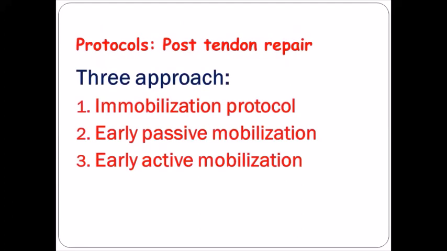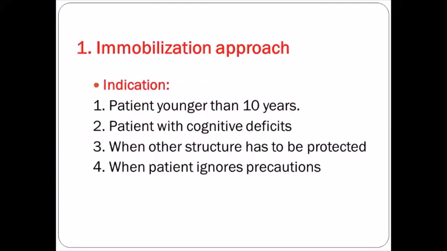Now coming to the protocol we follow after tendon injury, there are three types of protocol. One is the immobilization protocol, then early passive mobilization, and early active mobilization. Now let's see what they are. The immobilization protocol is applied when the patient is a child or younger than 10 years, because the patient may not follow what you explain.